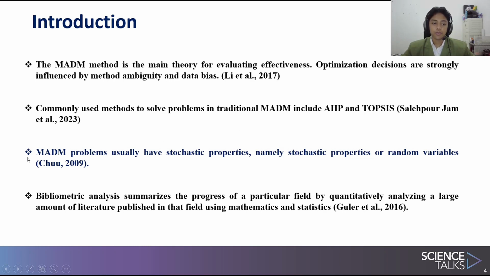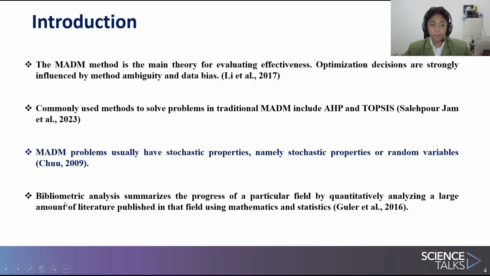Point 3 is that MADM problems usually have stochastic properties, namely random variables. Following the convention of stochastic in MADM literature, this article uses the term stochastic variable instead of random variable. There are many similar examples, for example, in the problem of evaluating forest area productivity. Ecological interpretation is a stochastic variable.